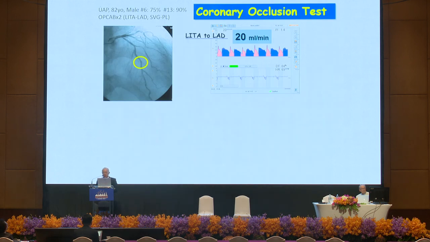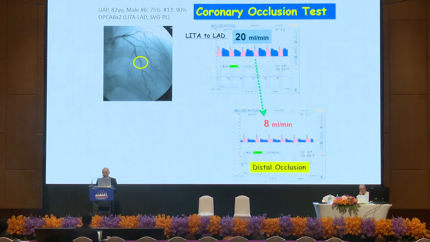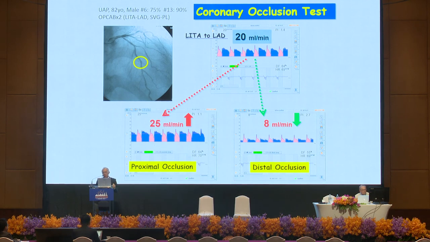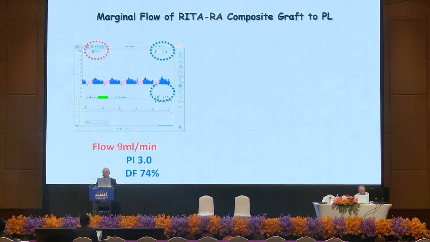Now, the coronary occlusion test. I do this especially for the anastomosis of LITA to LAD. In this particular case, LITA to LAD, 20 milliliters per minute, PI 1.4, diastolic filling 64%, it must be okay. And if I make an occlusion of the distal, the flow goes down to 8 milliliters per minute, so it's functionally normal. Also, if I make an occlusion of the proximal, the flow increases. This phenomenon is normal. If you find this kind of phenomenon, the graft must be functionally normal.